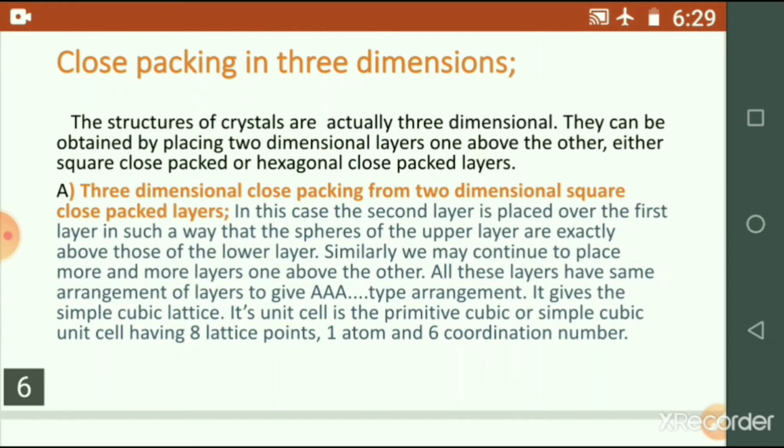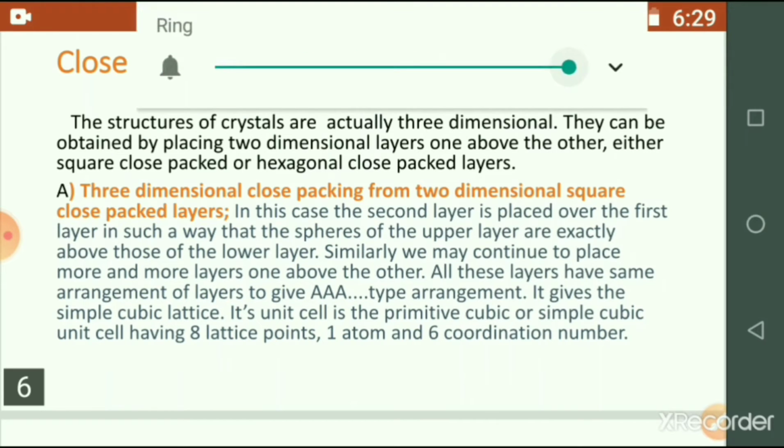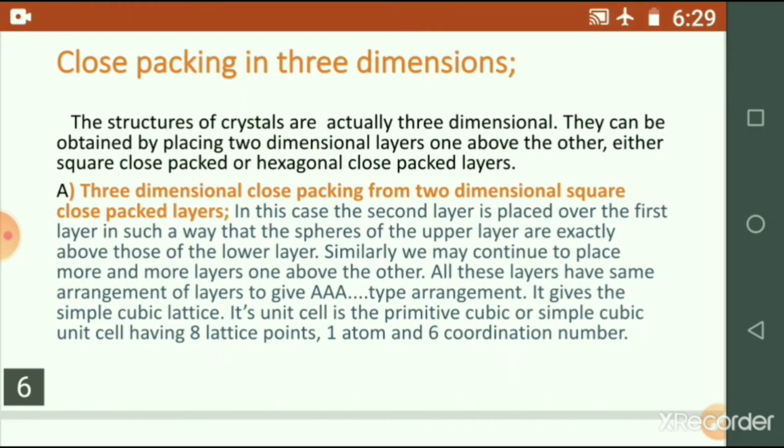They can be obtained by placing two-dimensional layers one above the other, either square close packed layers or hexagonal close packed layers. First we are starting with 2-dimensional square close packed layers: 3-dimensional close packing from 2-dimensional square close packed layers.